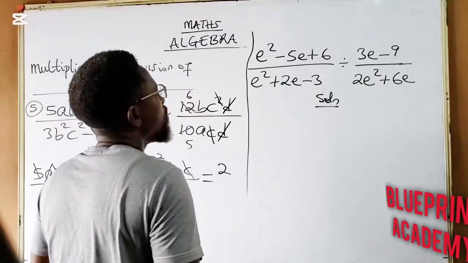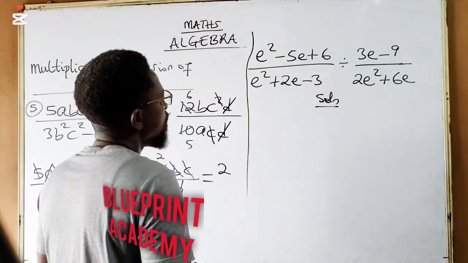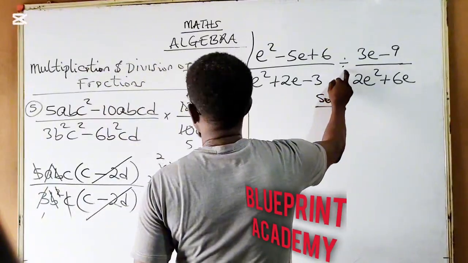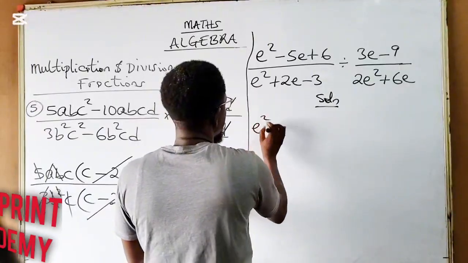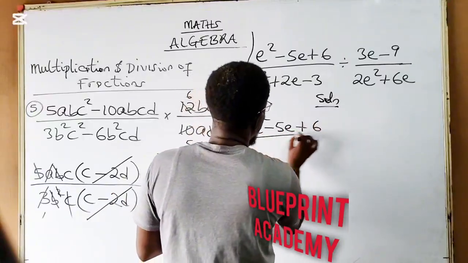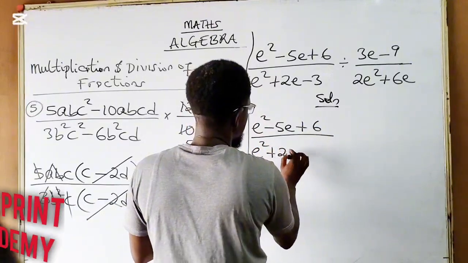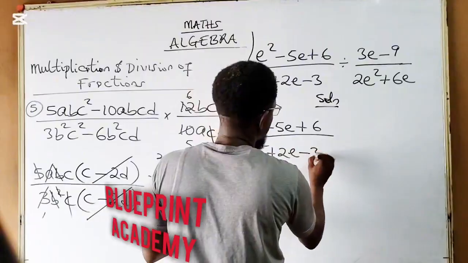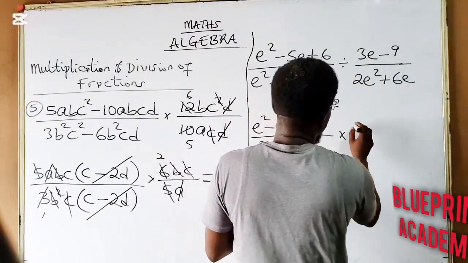Now, we are going to apply what we did under trinomials. But before we do that, let's change this division sign to multiplication first. So we have e squared minus 5e plus 6 divided by e squared plus 2e minus 3. Change the division to multiplication. Then we invert this one.